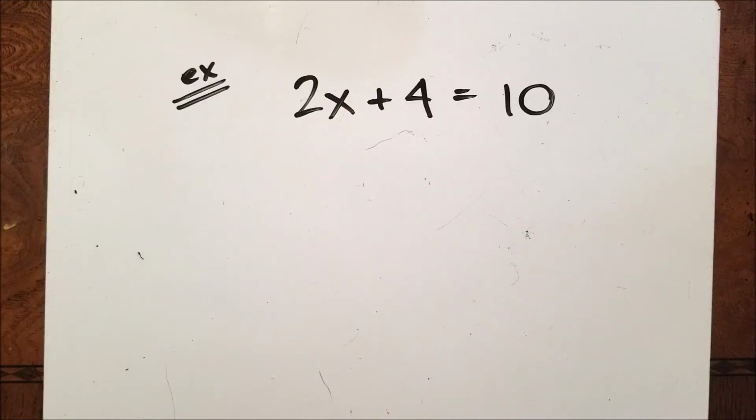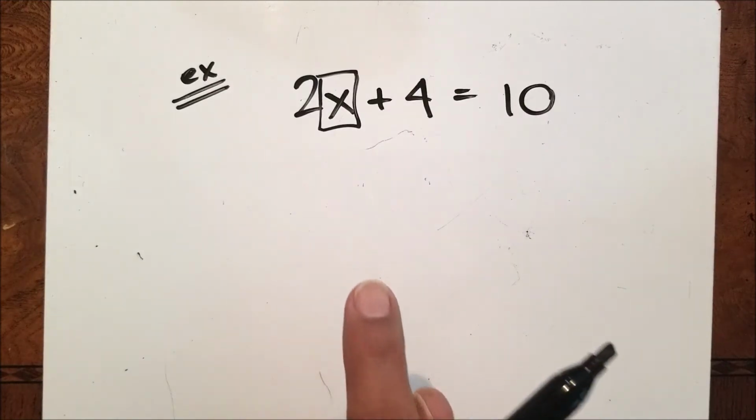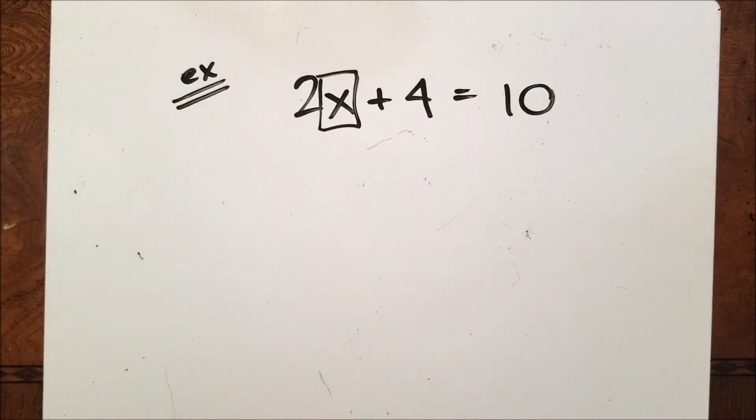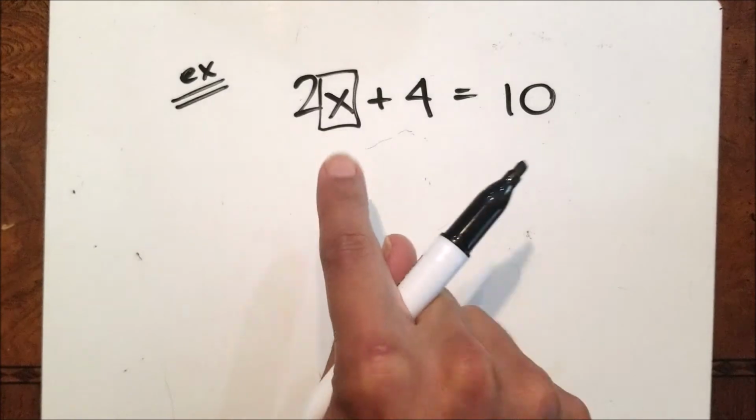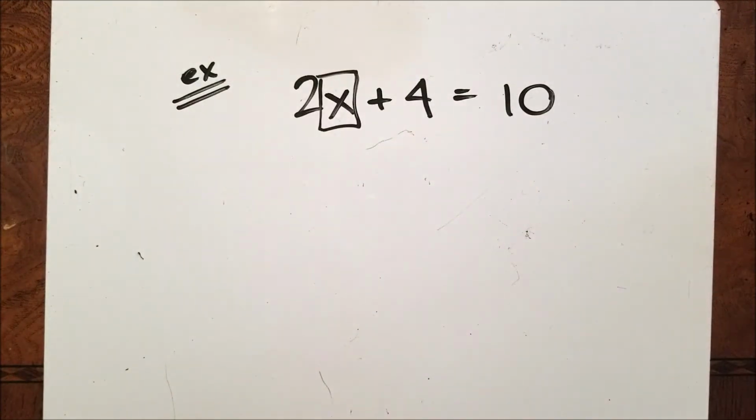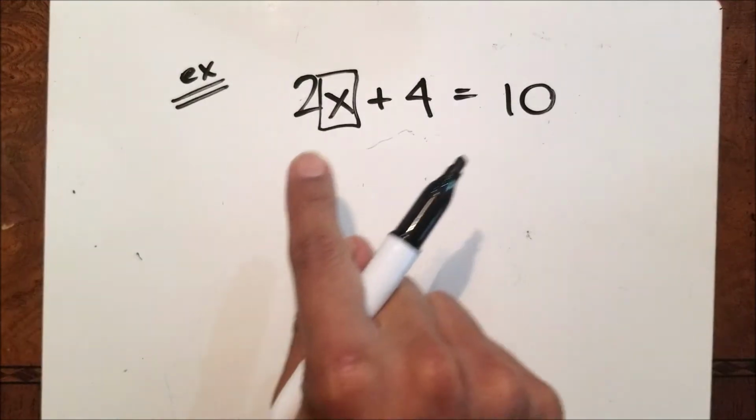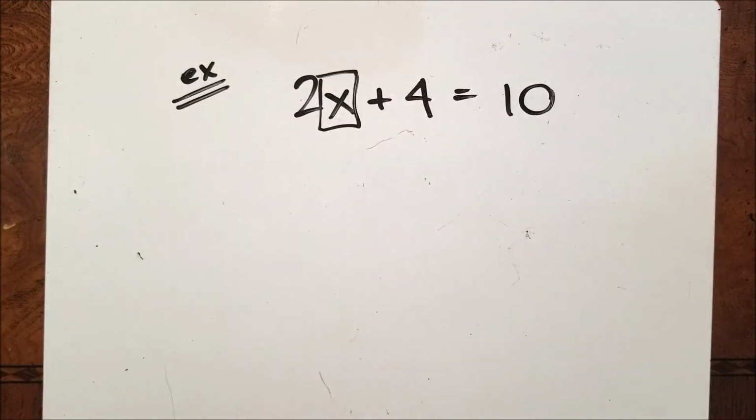Here is our first basic example. Now, what we are trying to do here is isolate this letter X to see if we can come up with a number that makes this equation true. Now, what number could I put in for X to make this equation true? Could I put a 0? 2 times 0 plus 4, is that equal to 10? No. Could I put a 1? 2 times 1 plus 4, is that equal to 10? No.